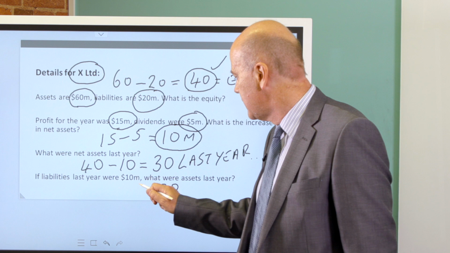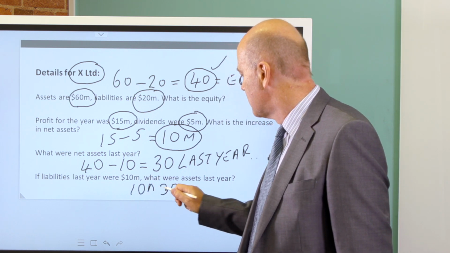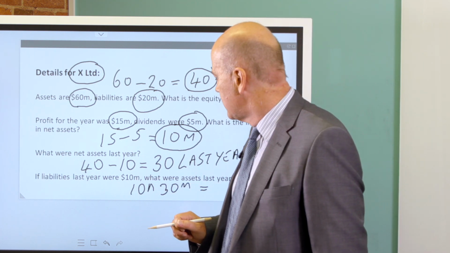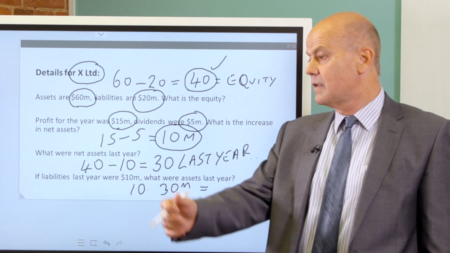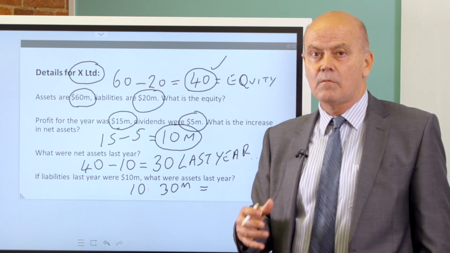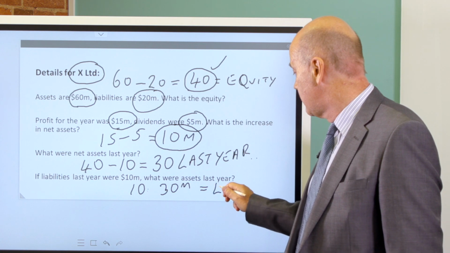The liabilities were 10 million. What do you think the total assets were last year, if that's the case? 40. Excellent. Okay, fantastic. So we have net assets of 30 and we have liabilities of 10. So we have total assets of 40 million here.